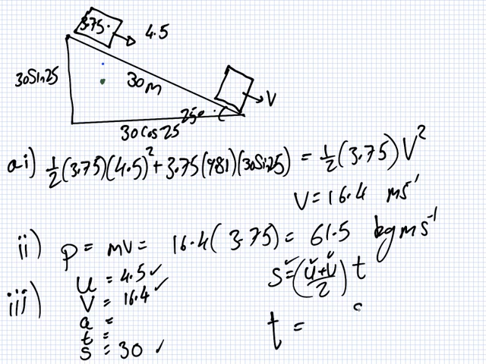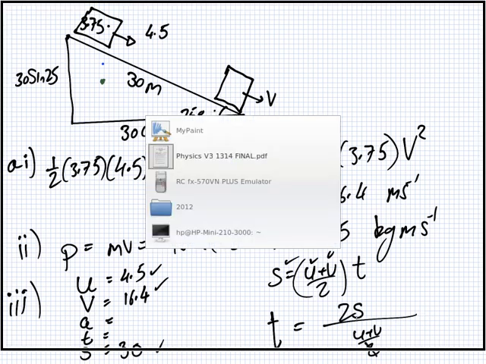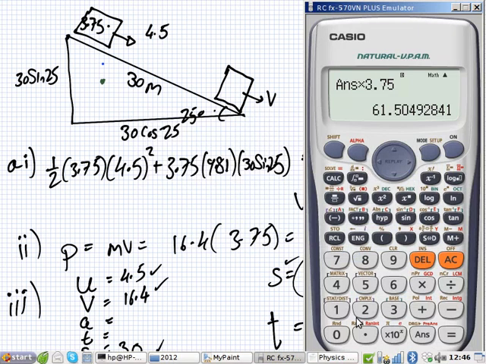So T is S over U plus V over 2, which is 2S over U plus V, which is 60 over U plus V. And that time is 2.87.